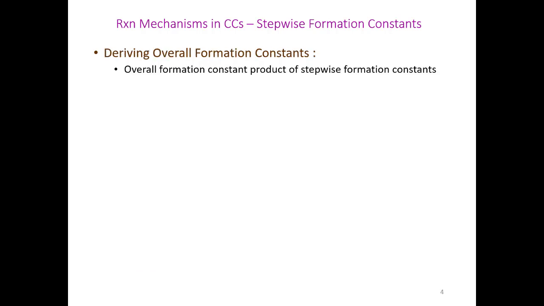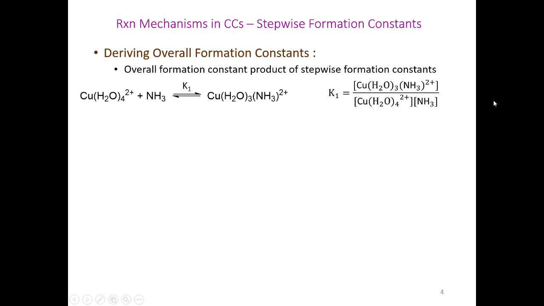So how is the overall formation constant related to the stepwise formation constants? Well, it's actually the product of all the stepwise formation constants. If you look at each individual substitution event, each individual step of the reaction, you can construct the equilibrium constant, or the stepwise formation constant, for that step. In the first ligand substitution event, this is denoted as K1.